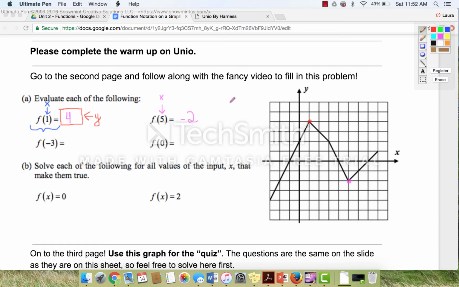And again, all this notation is saying is that when x is 5, my y value is -2. It looks a lot more complicated than it actually is. So it's going to take some getting used to.